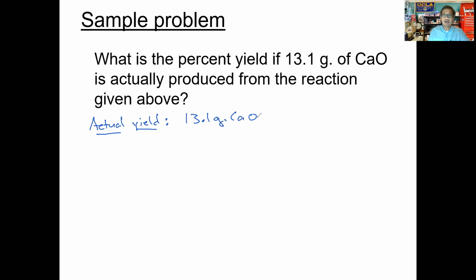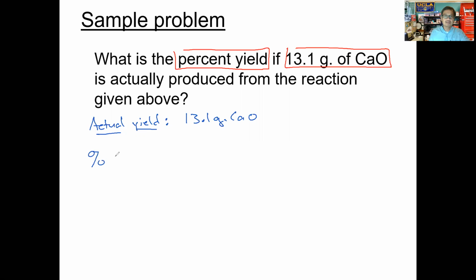Of calcium oxide. And what do they want us to do here? They want us to find the percent yield. So this is what they want us to find, okay? They give us the actual yield here of calcium oxide, and we calculated the theoretical yield in the previous problem. So this is just a matter of plugging it in, folks. This is a plug and chug problem.